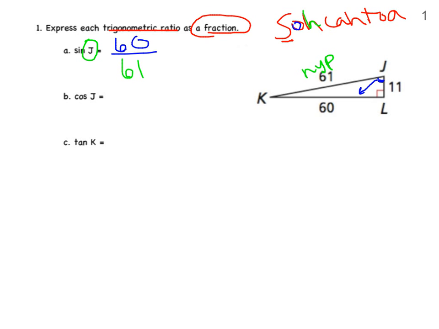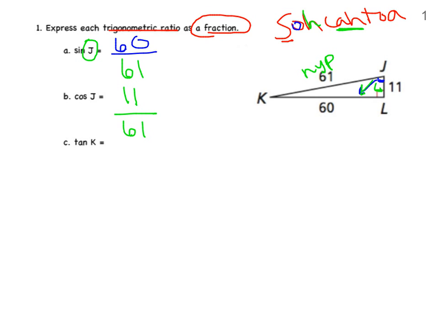Cosine of j now is instead going to use what's adjacent. Since this was the opposite, we know this is adjacent. So it's going to be 11 over 61. Because it's still over hypotenuse. So adjacent over hypotenuse. Tangent of k.